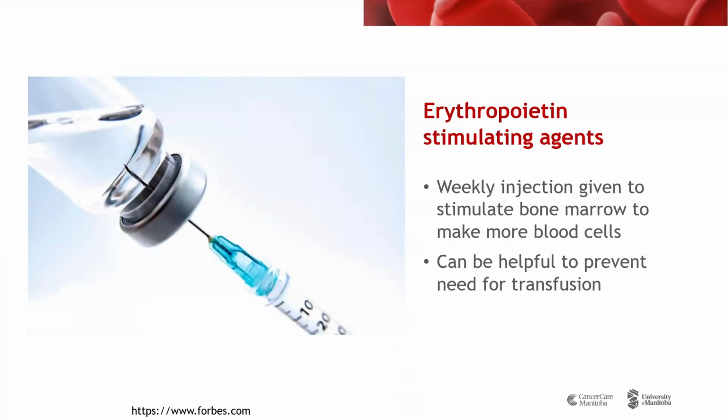So we talked a lot about blood transfusions, and now we're going to talk about all of the different things we can do to prevent people from needing them. So one of our initial go-tos in the context of low-risk MDS is a medication called erythropoietin-stimulating agents. This is a medication that is commonly given in the context of chronic kidney disease to help people make blood cells to prevent low blood counts in the context of kidney impairment.